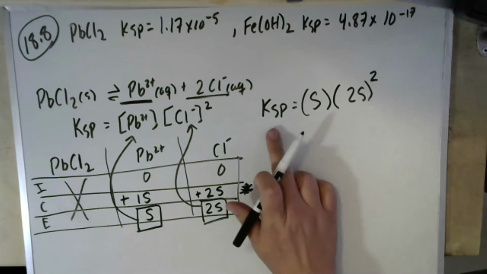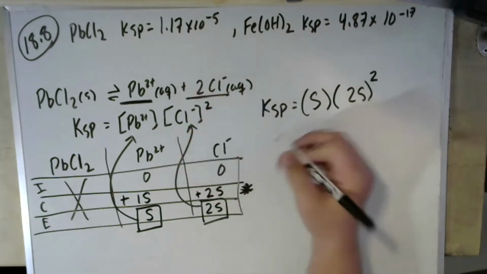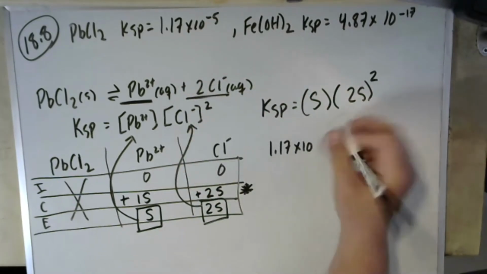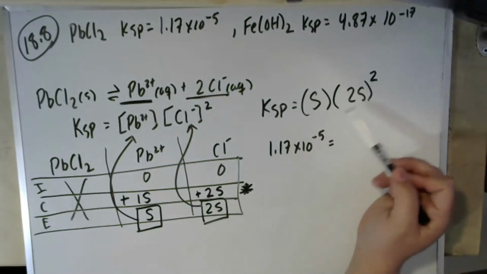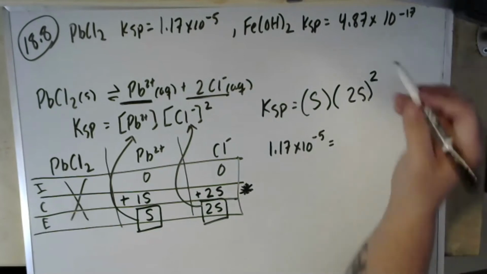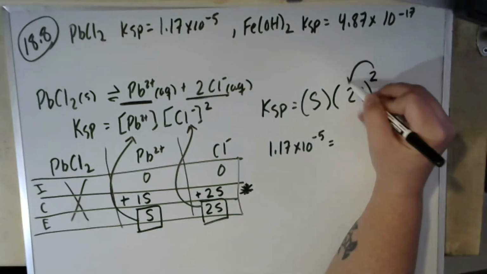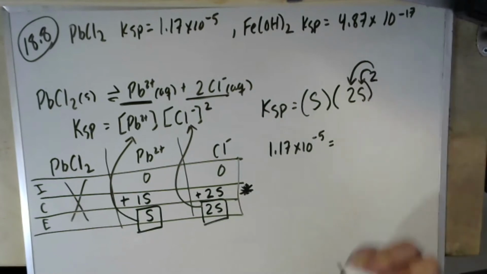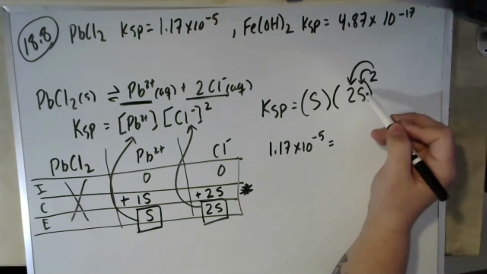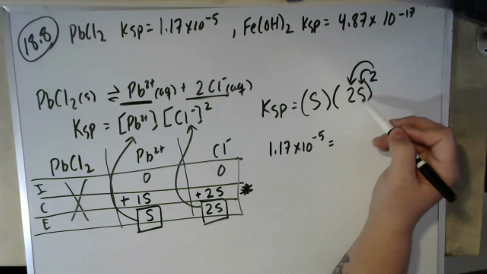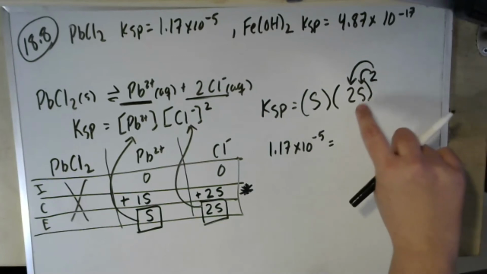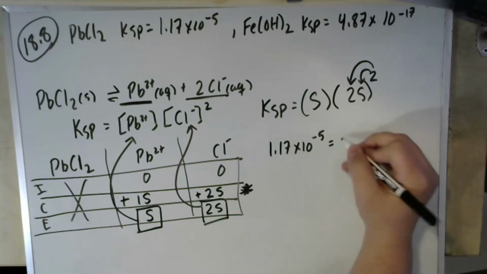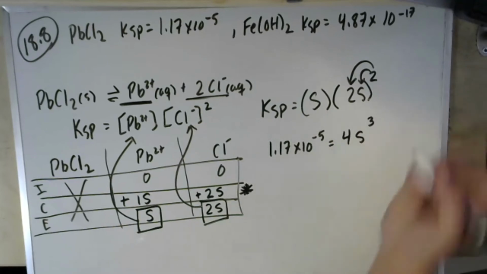Okay, now we know a value for this, so we can write that value out, 1.17 times 10 to the negative 5. And now we're going to simplify this set of terms. So remember that this exponent has to apply to the number and the variable. So 2 times 2 is 4, S times S is S squared. So 2S squared is going to be equal to 4S squared. 4S squared times S is going to leave you with 4S cubed.